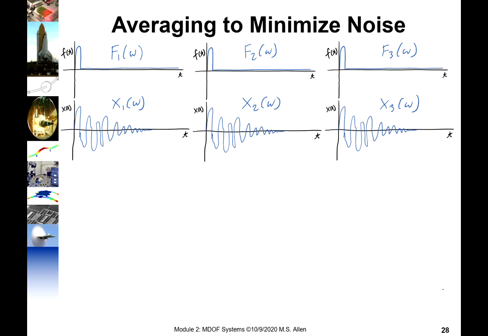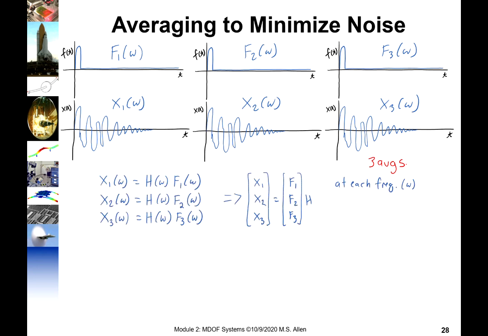So the idea is that rather than just applying one force, we apply, say, 3 of them here, right? So we just repeat the experiment 3 times, and I'll call this F1 and X1. So we would say here that we have 3 averages. If we take all of those measurements, each of those measurements should obey these same equations, right? And if the system doesn't change, the transfer function should be the same in each case.